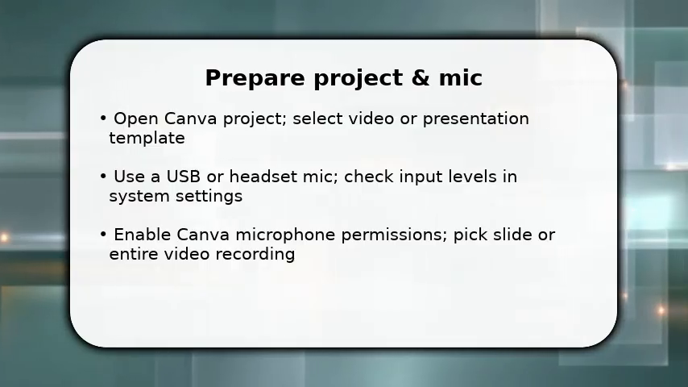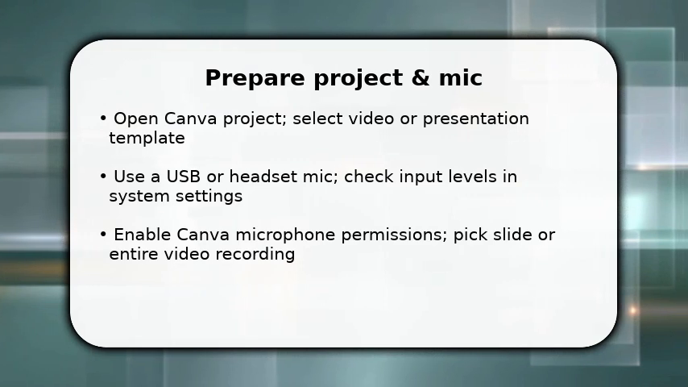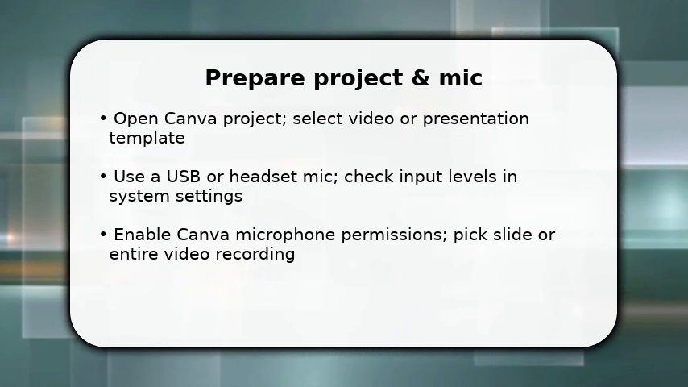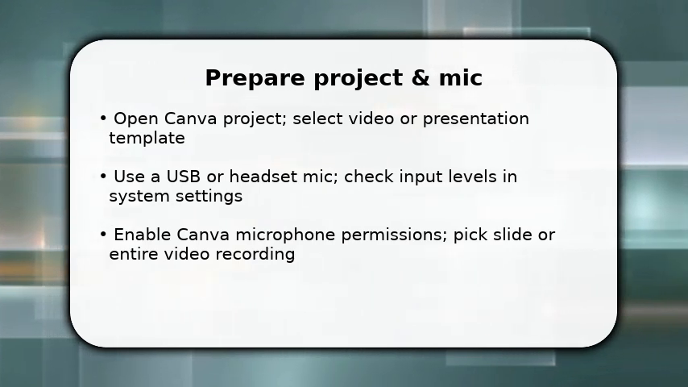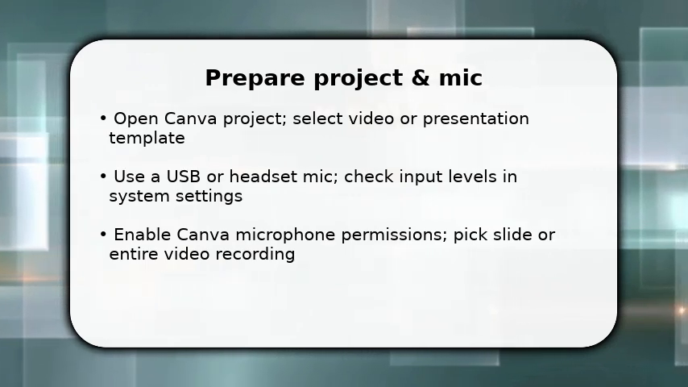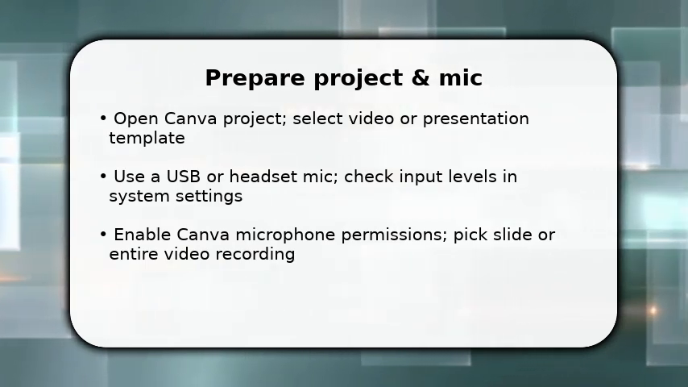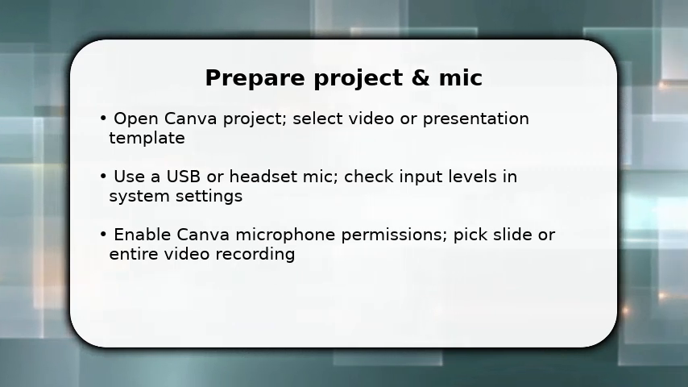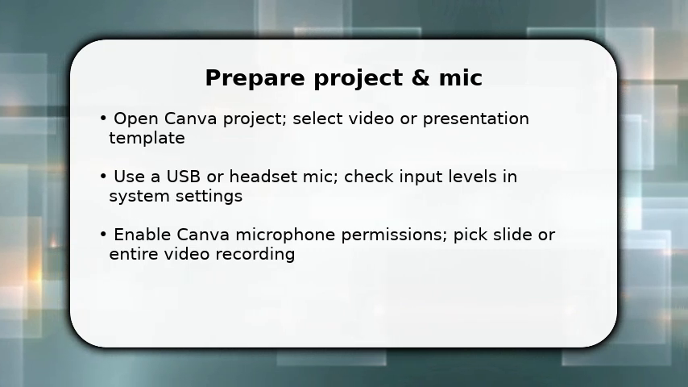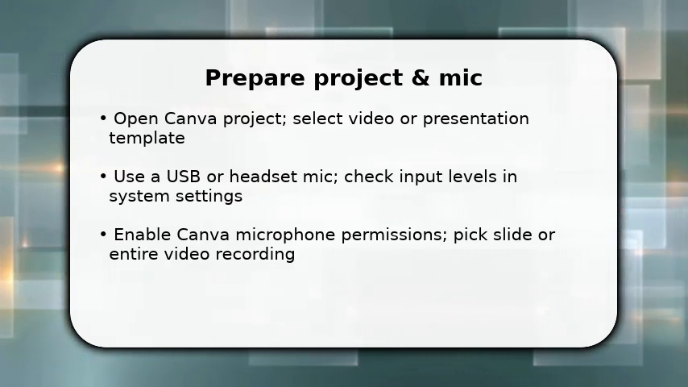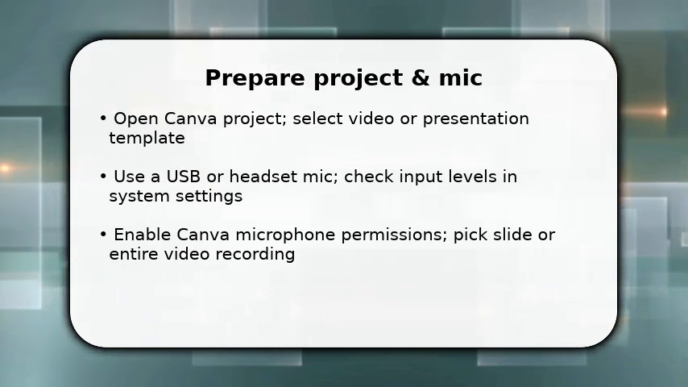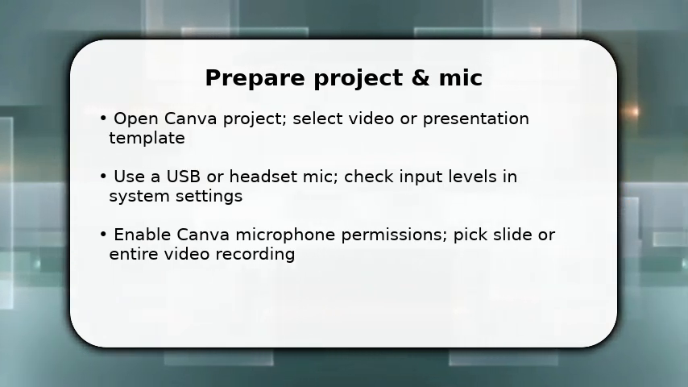You'll start by confirming the project and microphone are set. Open your Canva video or presentation and choose the slide where the voiceover begins. Connect a USB or headset mic and set it as the input in your computer's sound settings so levels are visible. In Canva, allow microphone access when prompted and select the recording option for a single slide or the entire video. Once done, do a quick test recording to verify clarity and comfortable volume before moving to full takes.